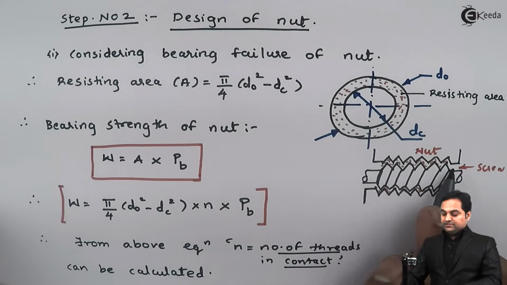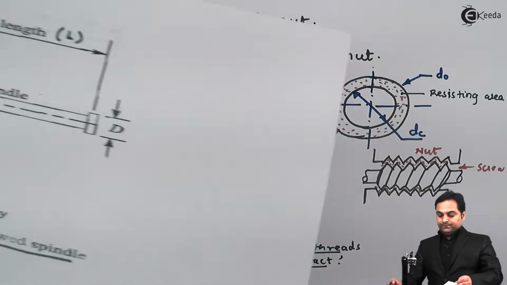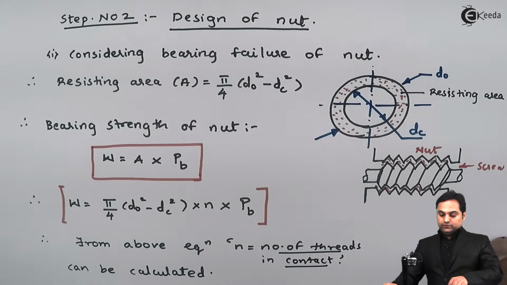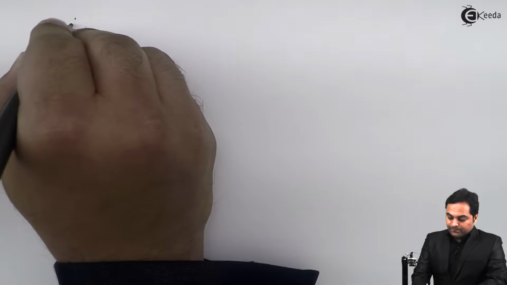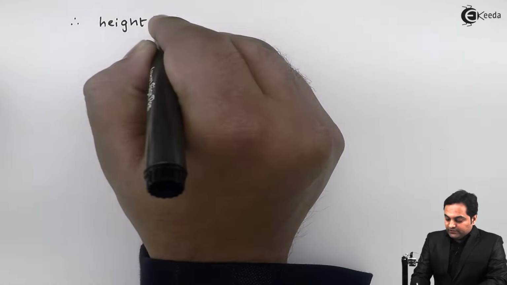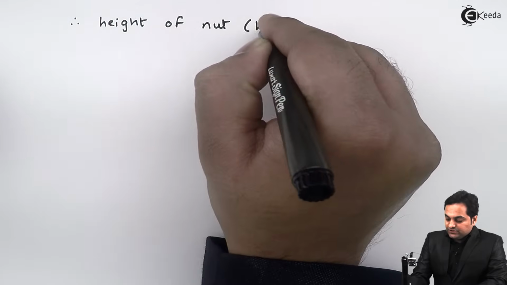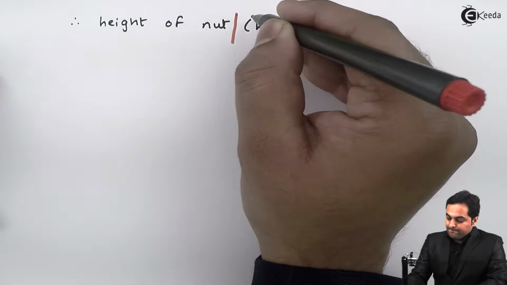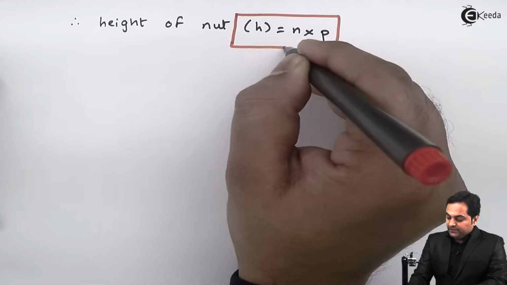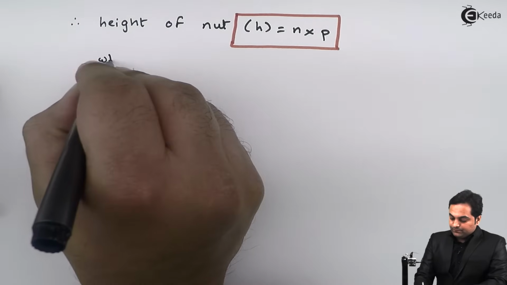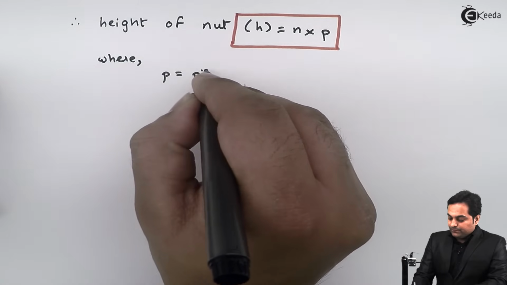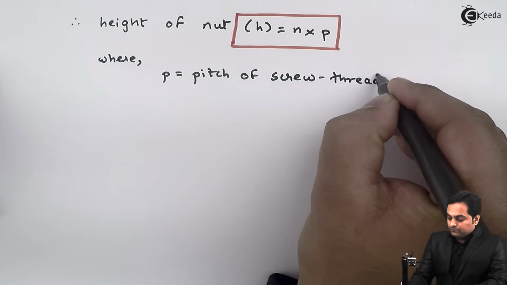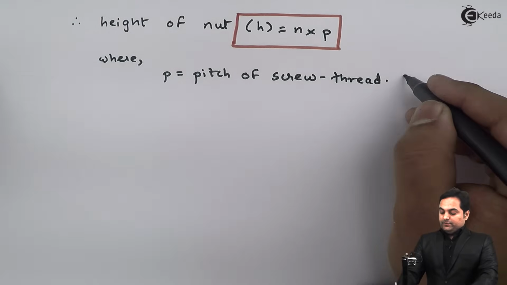and once I know the number of threads in contact, here I can even calculate the height of the nut, which is small h. So I can say that therefore height of nut, small h, is equal to n multiplied by p, where this p indicates pitch of screw thread, and this pitch will be in terms of mm.